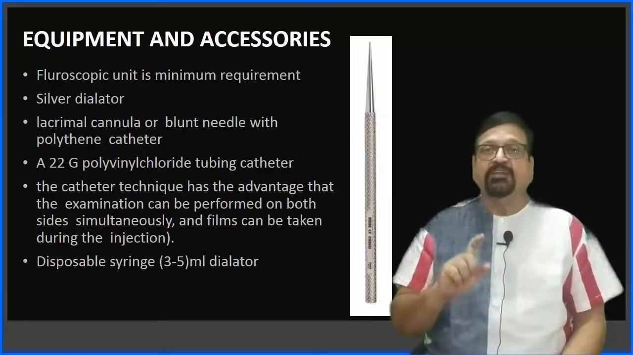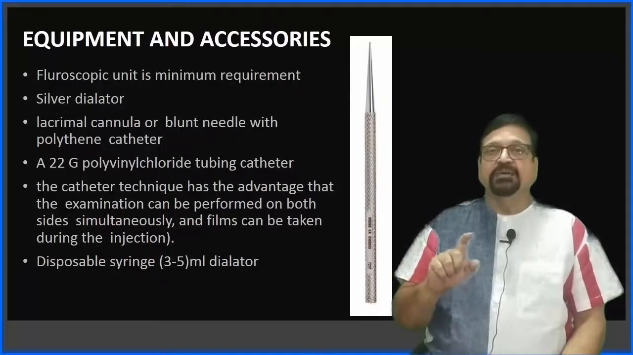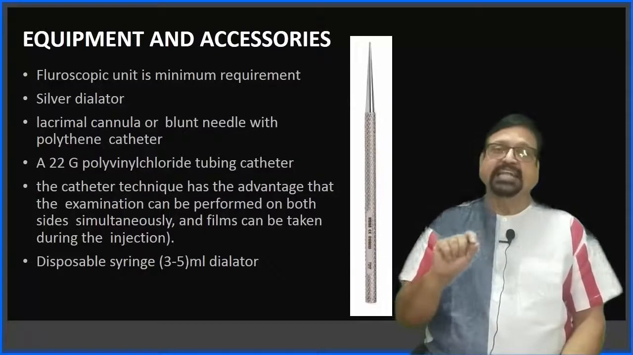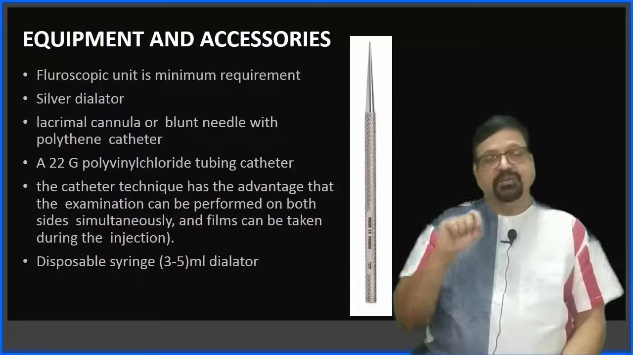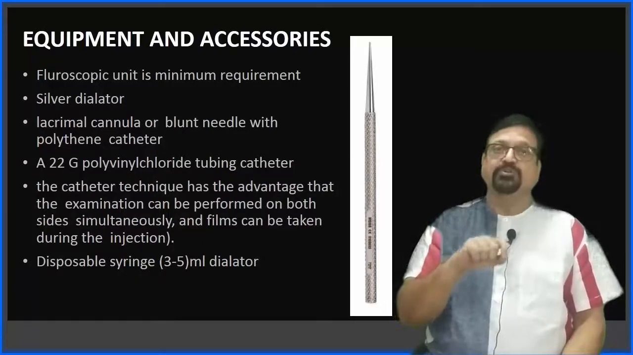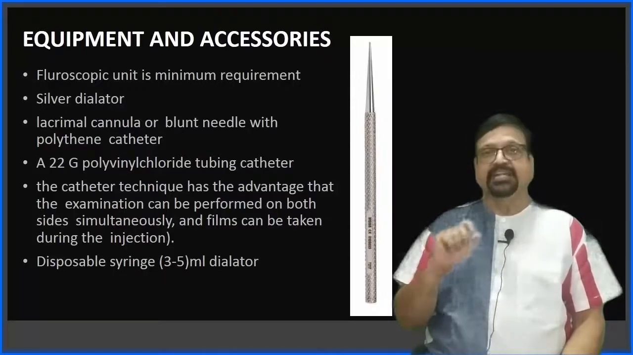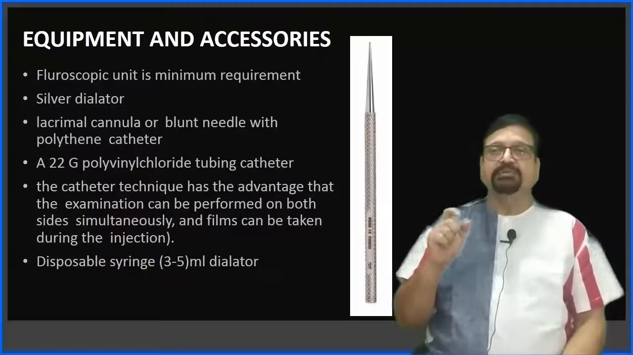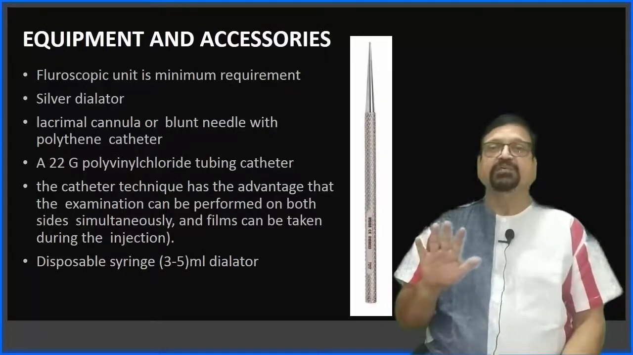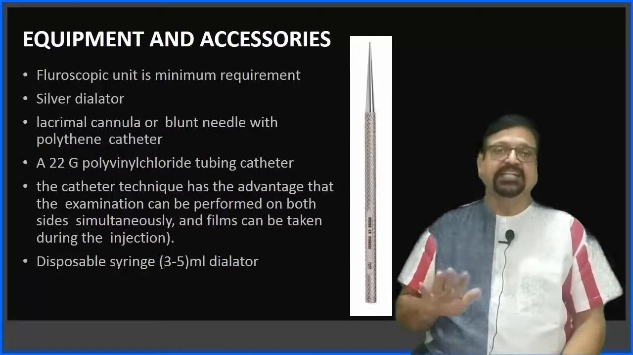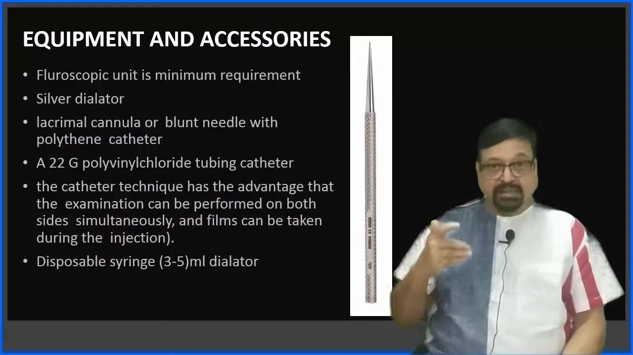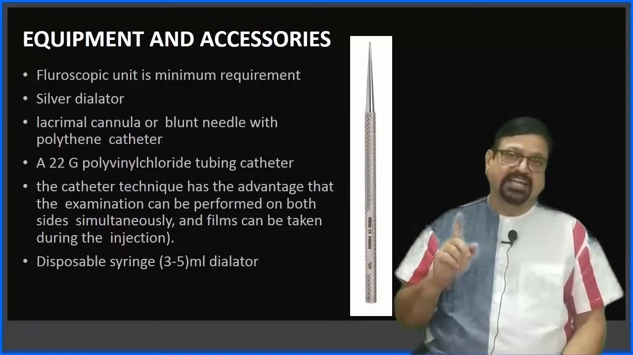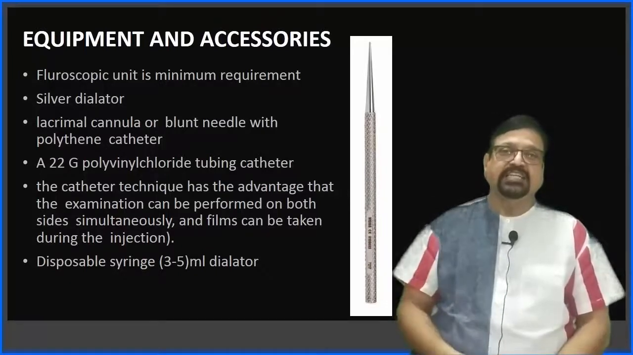Now a lacrimal cannula or a blood needle with polythene catheter is what is required, or sometimes a metallic needle with a blunt end, which acts as a dilator also and can put dye into the apparatus. The catheter technique has the advantage that the examination can be performed on both sides subsequently, and films can be taken during the injection. But what we are following, we are doing separately. First we do the right side, then the left side. Then a disposable 5 ml syringe.